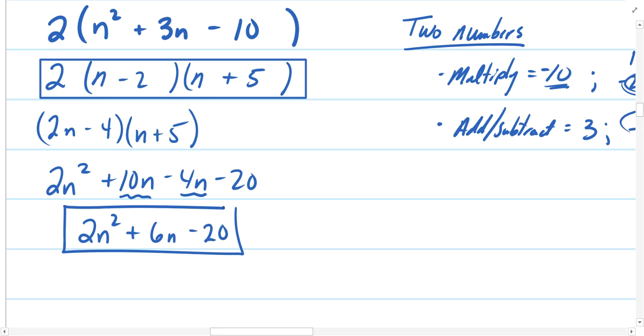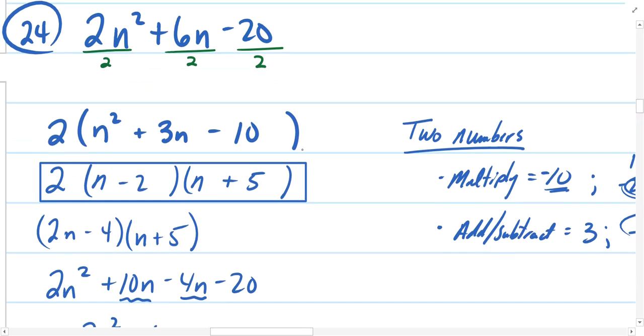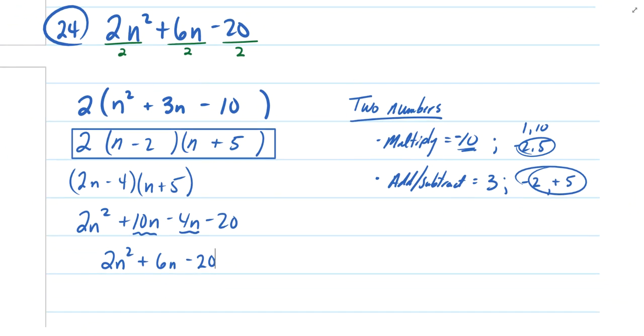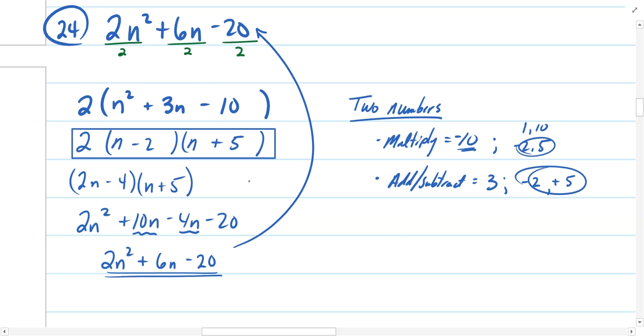Now, this is not the same as what we started with. However, if we were to distribute this 2 at the very beginning, oops, sorry, I guess we did start with that above. I forgot we had this problem right above it. So certainly this does match what we had started with. And so that's a good way to check our work. This answer was correct, 2 times n minus 2 times n plus 5, because when FOILed, or when distributed back together, it equals our original problem.